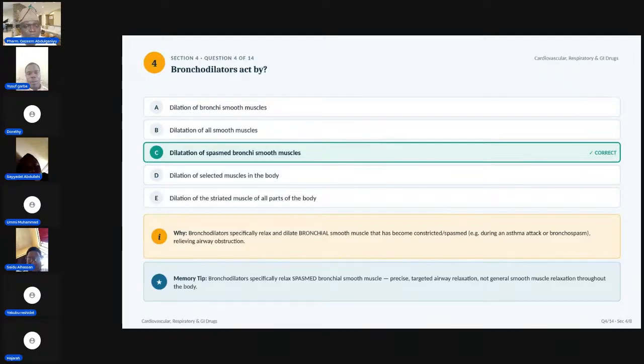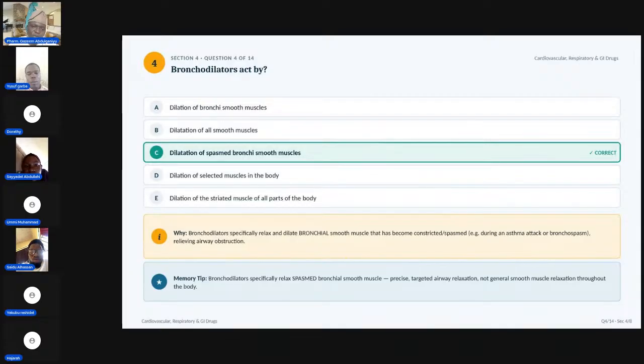Okay, so the next question is: bronchodilator acts by, first option, dilation of bronchial smooth muscles; second, dilation of all smooth muscles; then the third one says dilation of spasmic bronchial smooth muscles. So obviously the one that is contracted is the one that we are looking at. The one that is not contracted, you don't need to dilate it. So that's your answer.